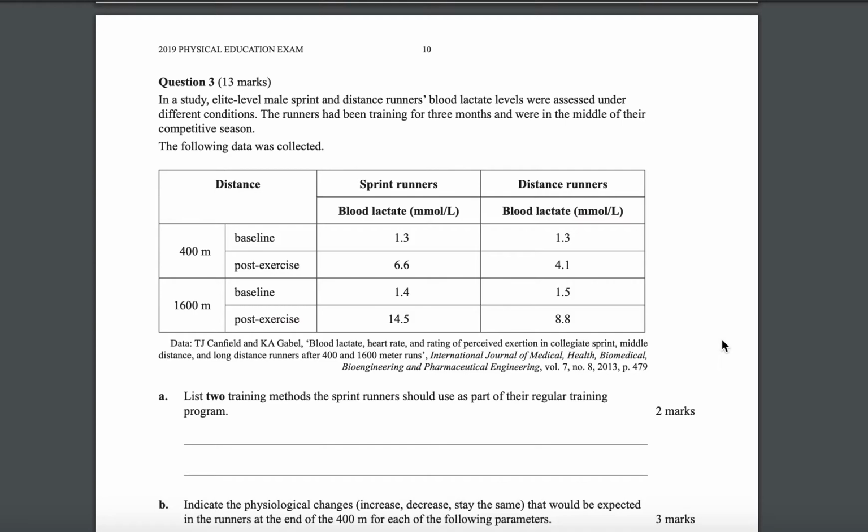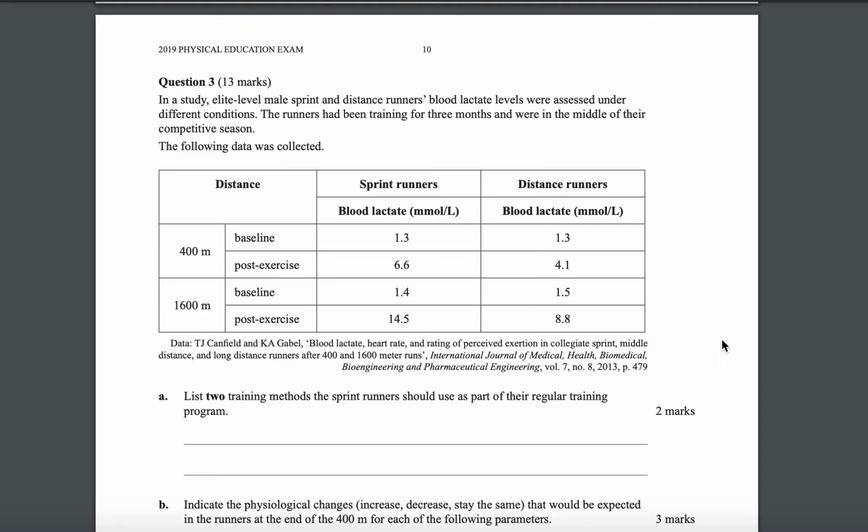And then we continue on. Their blood lactate levels were assessed. Okay, blood lactate, where have I heard this before? Are we talking about acute responses, chronic adaptations, maybe an energy systems, maybe a fatigue question? Were assessed under different conditions. The runners had been training for 3 months and were in the middle of their competitive season. So is this a training program question? Because we're talking about the season and training, etc.